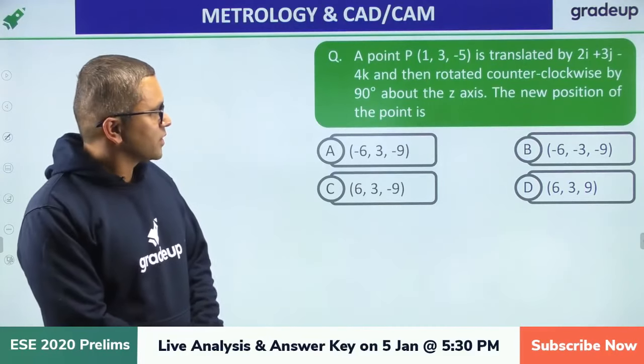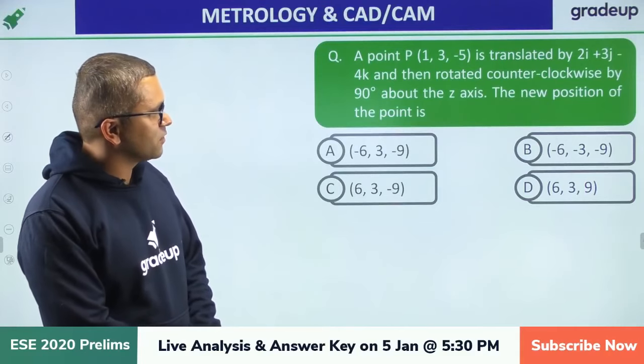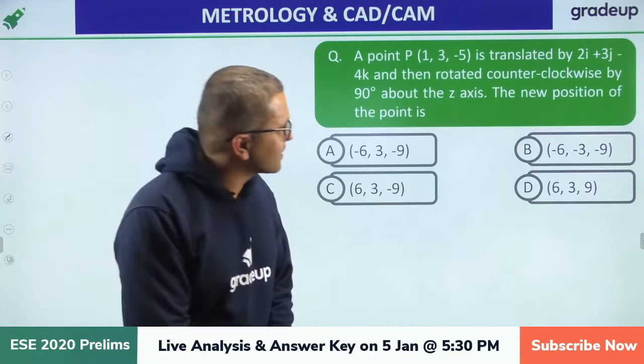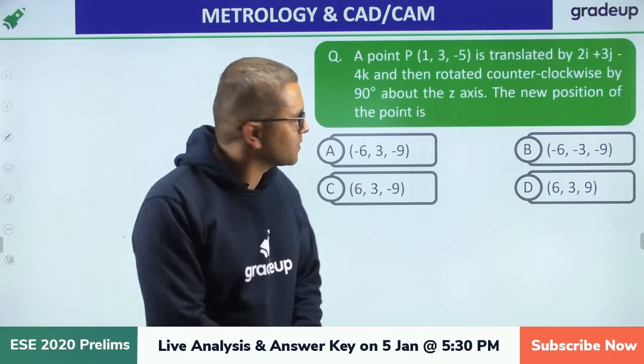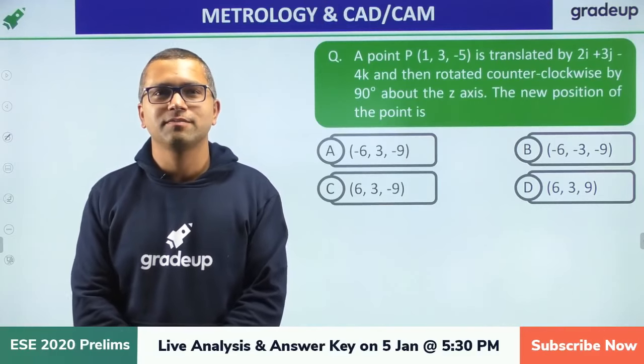Do you understand the question? A point P is translated by 2i plus 3j minus 4k and then rotated counterclockwise by 90 degrees about the z-axis. The new position of the point is, can you please try it? Come on.